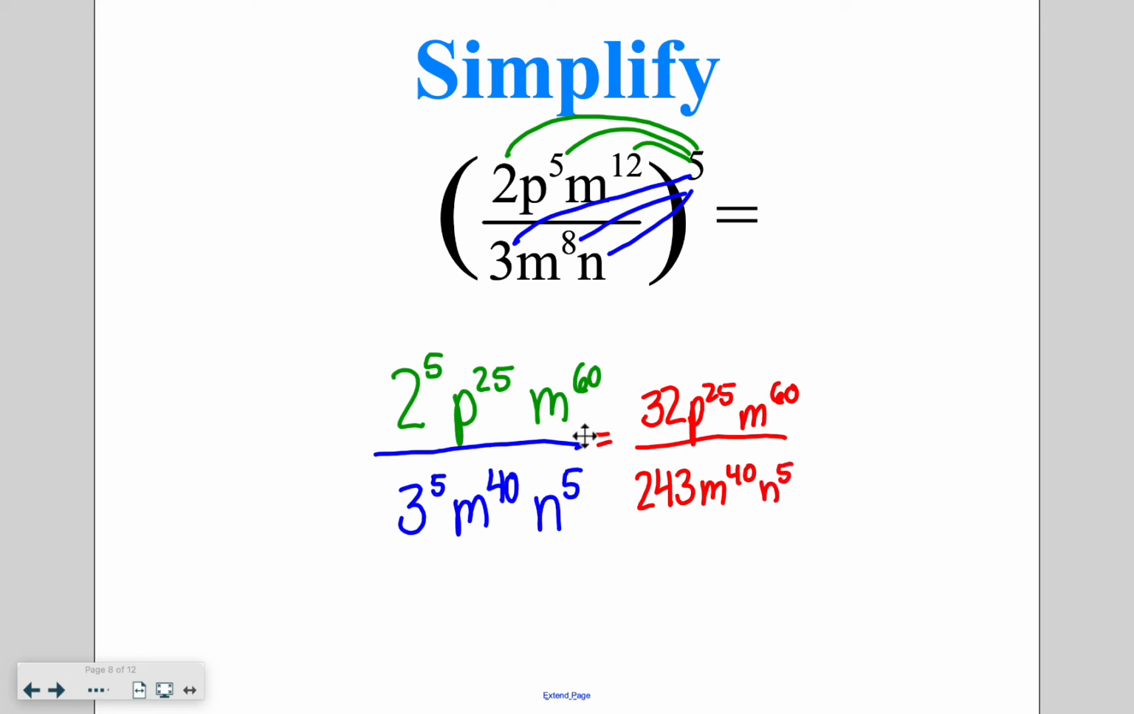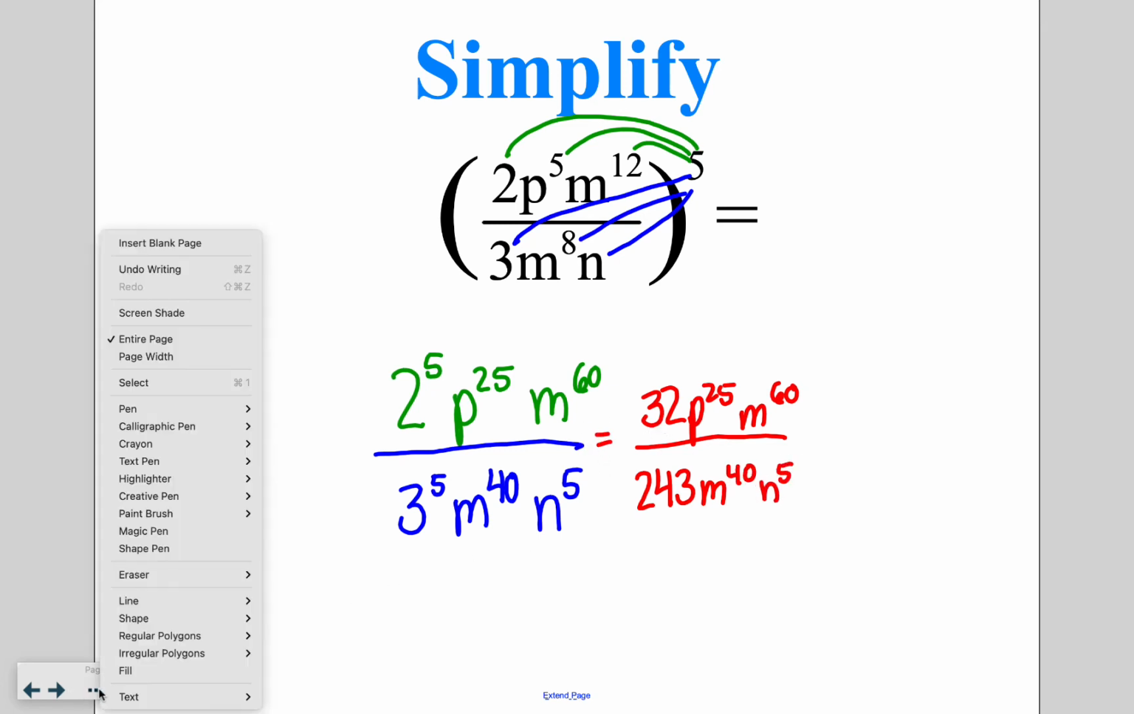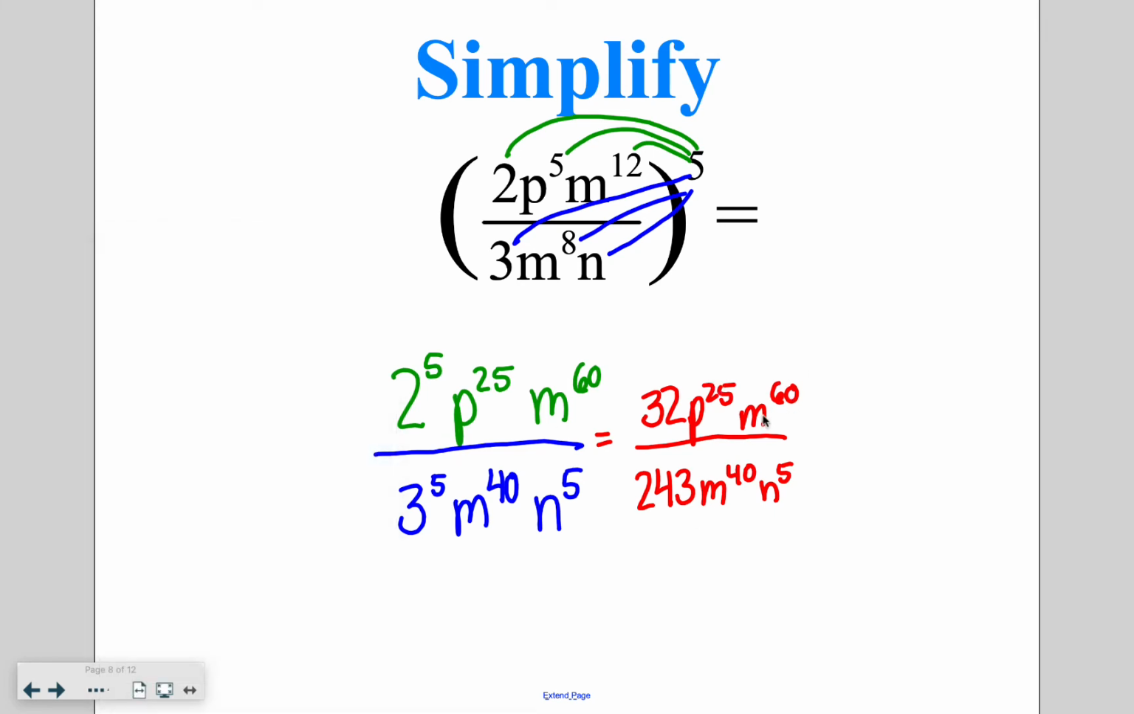Now, remember, one of our rules is that every variable can only show up once. So because m shows up twice, I have to use my quotient of power rules. 60 minus 40 is going to give you 20. So your final answer for this one is going to be 32p to the 25th, m to the 20th, after I do my subtracting of these two exponents here, and then over 243 n to the 5th.